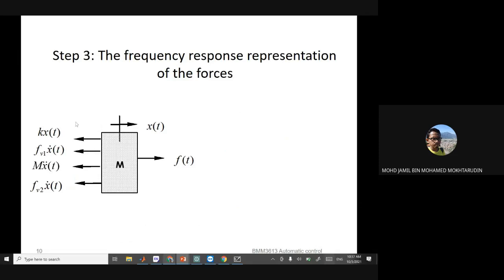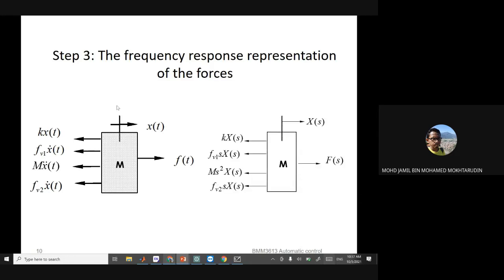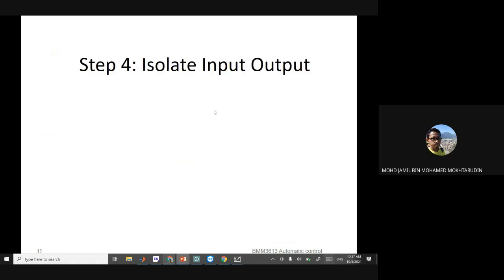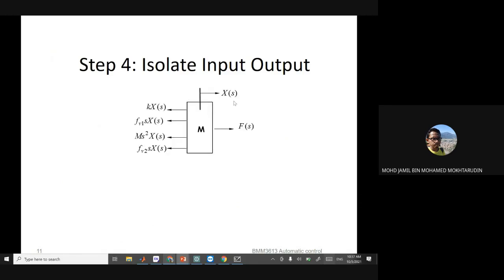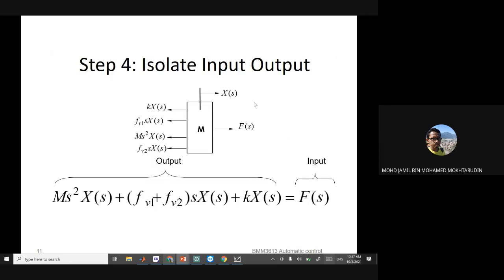After you draw the free body diagram, you can convert all the forces into frequency domain. This is in frequency and this is in time. After you convert into frequency domain, you can write the equation of motion. Basically, all the forces backward equal the forces forward: Ms squared times X plus Fv1 sX plus Fv2 sX plus KX equals F. So force backward equals force forward.